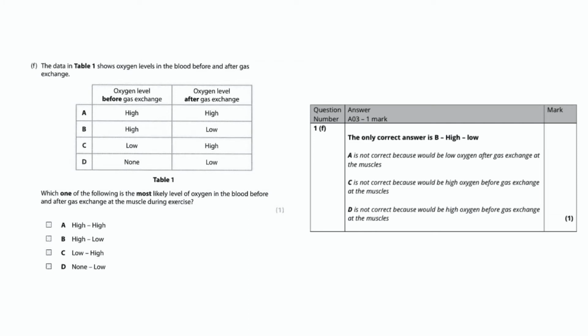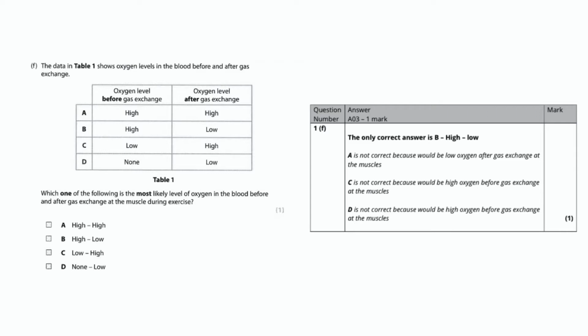The first question then is a 1 mark question, but it is a little bit of a tricky one. You need to read it carefully a couple of times. So there's a table showing the oxygen level before and after gas exchange, and the question is, which one of the following is the most likely level of oxygen in the blood before and after gas exchange at the muscle during exercise?